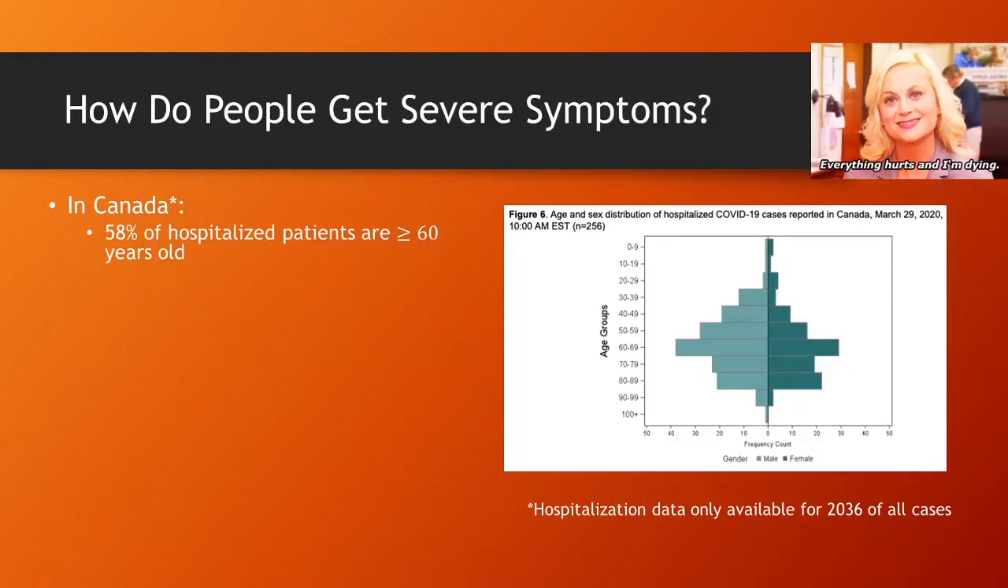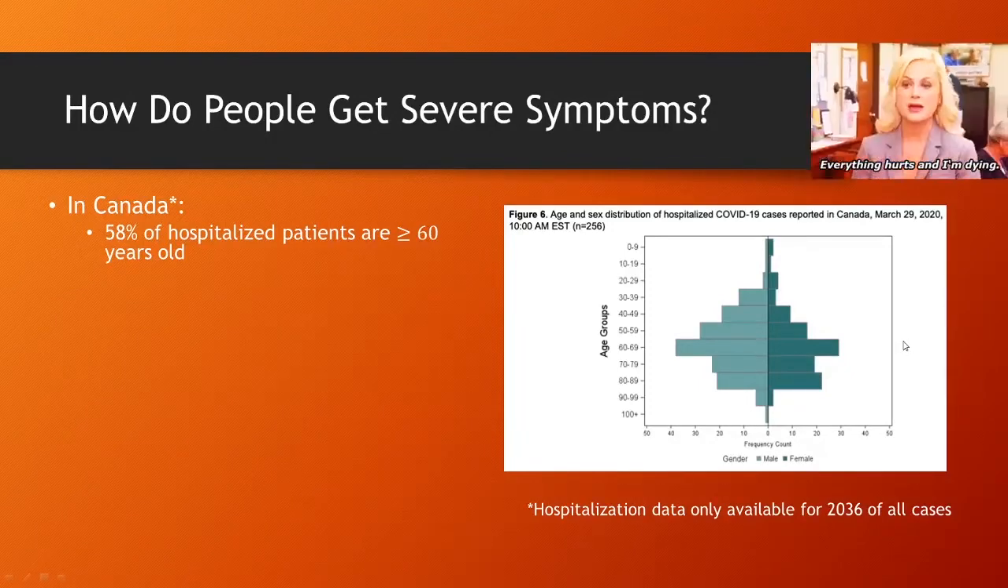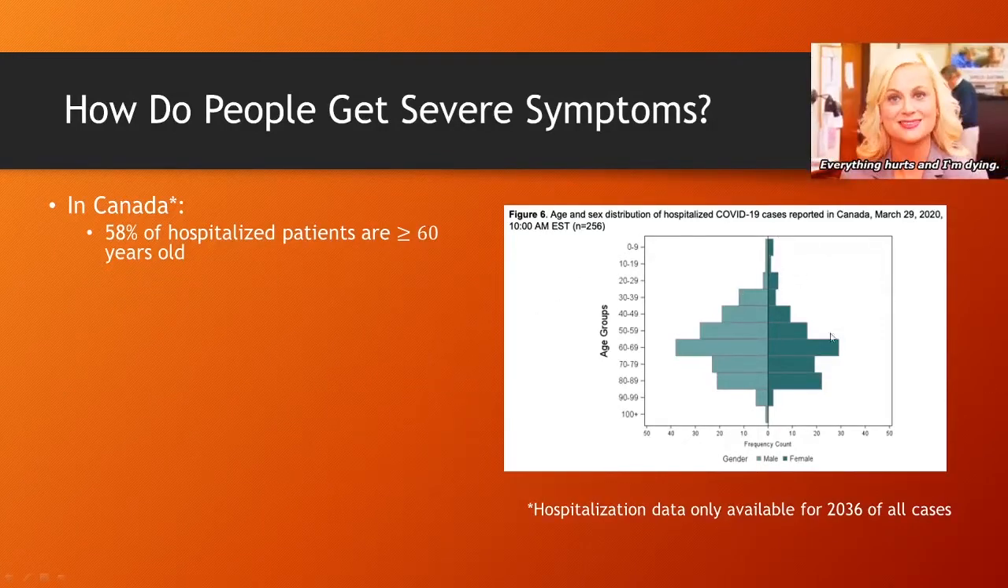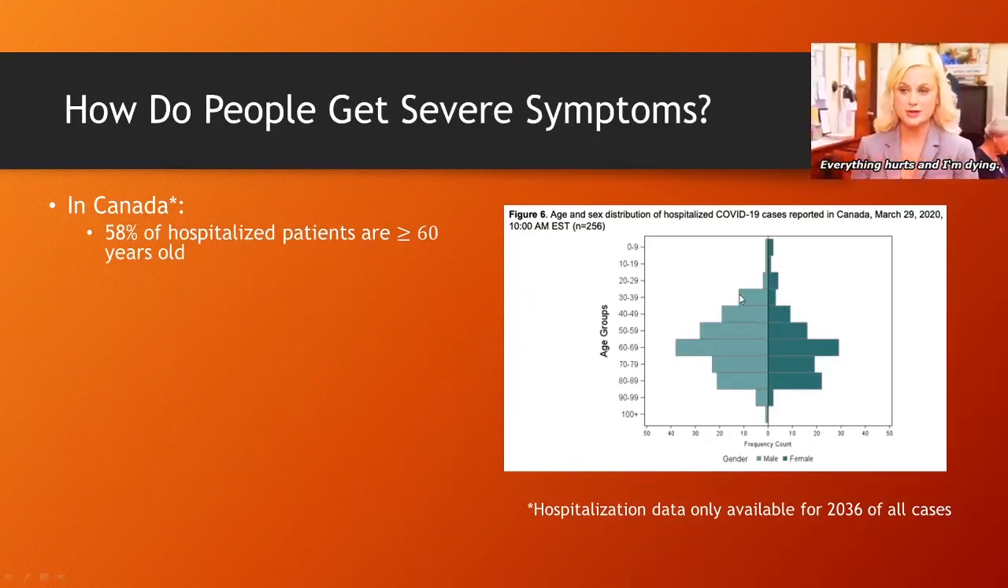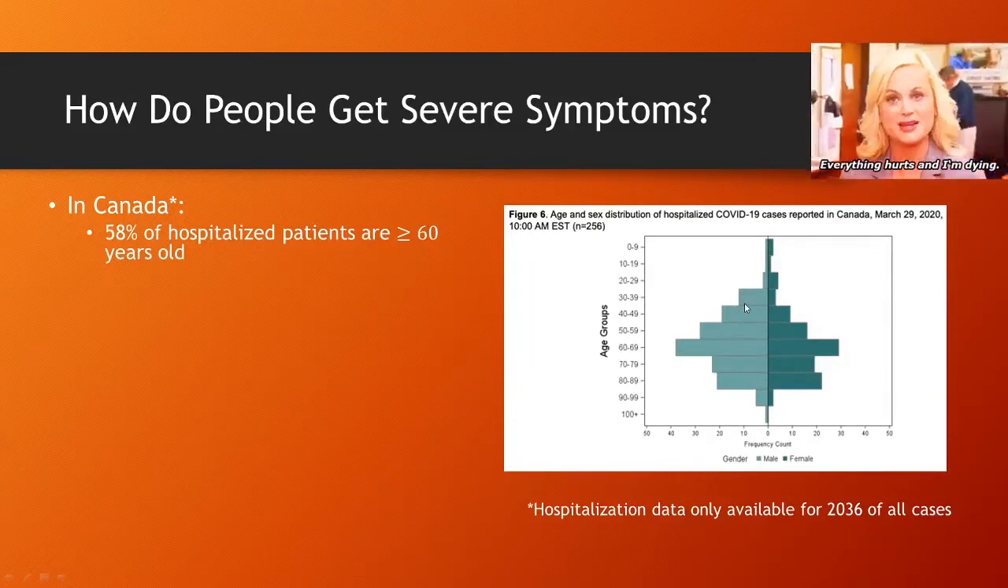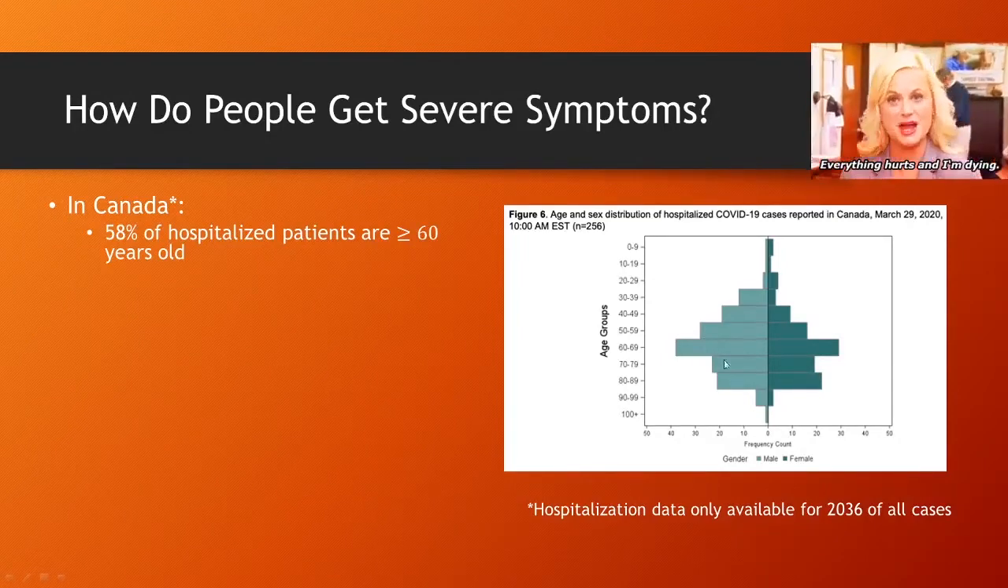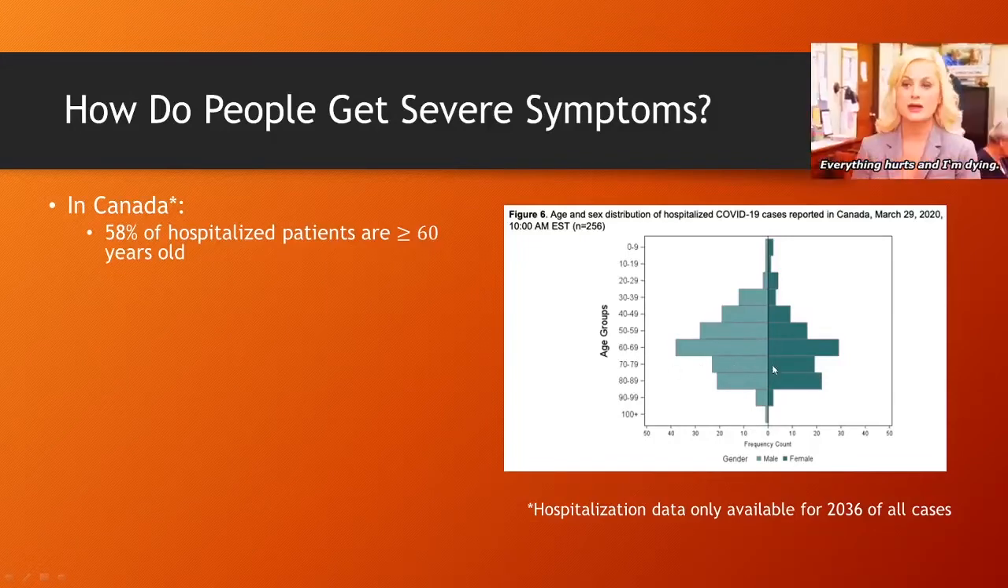So in Canada, based on this data, 58% of hospitalized patients are above or equal to 60 years old. But you can see in this graph here, male and female, that there are quite a few people in their 30s and 40s who are still getting sick and needing to get hospitalized. Mostly men, but there are still some women as well. And you can see that the older you get, the bigger it gets as well. I mean, it gets lower here because there are fewer of them.